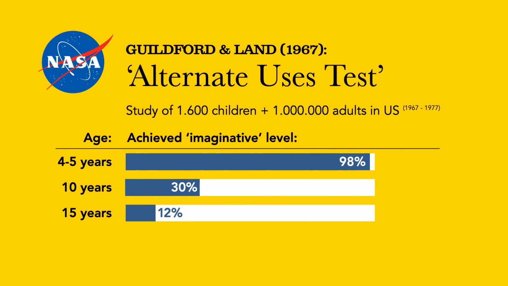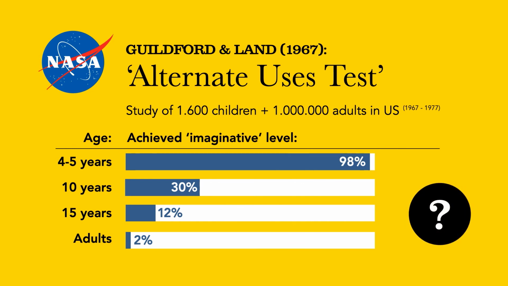However, they also did this follow-up study on 1 million adults in the US. And what do you think will be the number of adults that achieved the imaginative level? Well, the answer in this study is 2%. You see, it is completely the opposite of the 4 and 5 year old children.